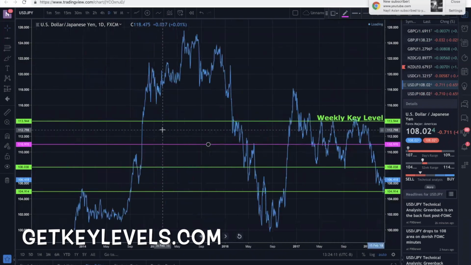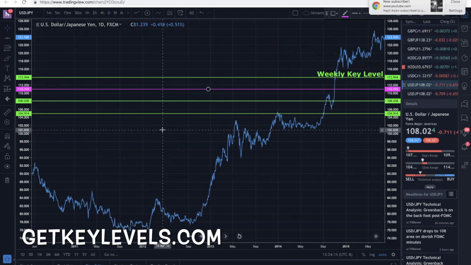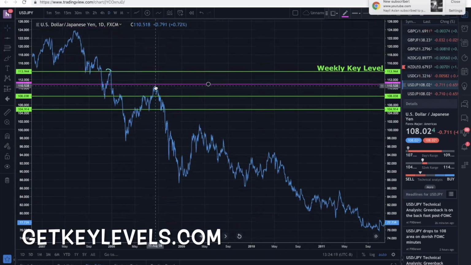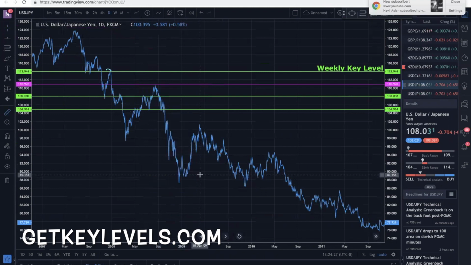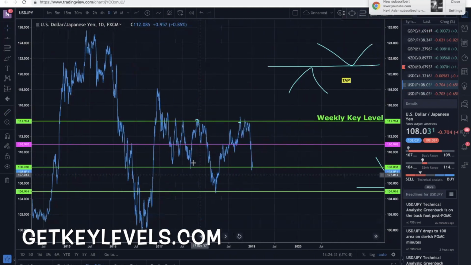Let me go ahead and look to my left and see if there's any other times that price reacted at this level. Okay, I see some good, strong rejection here. Let's see how big that drop was. Okay, over 2,000 pips, okay? Good. So I definitely have enough data right here.